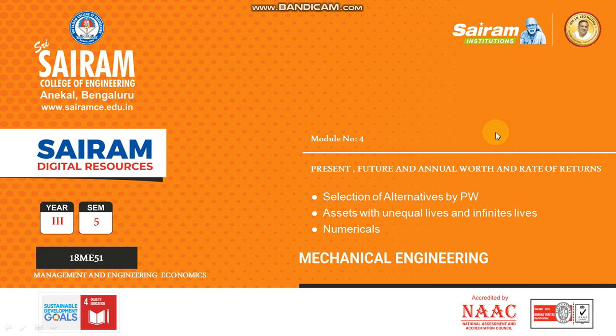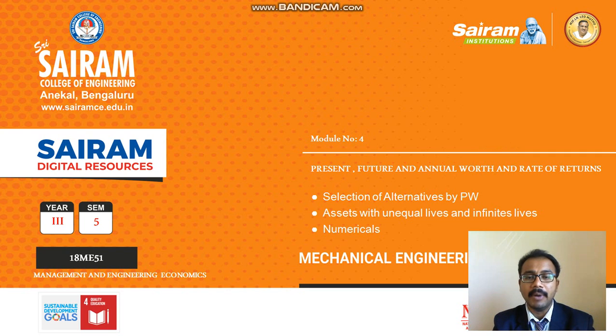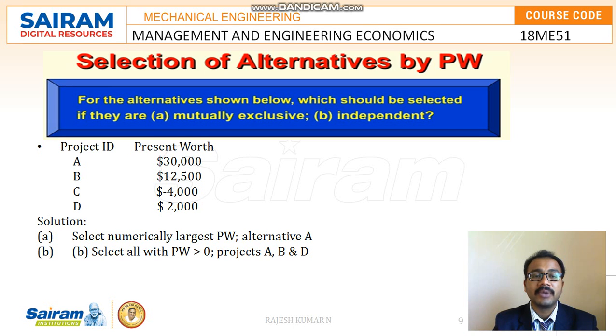Hello everyone. In this video, we will be discussing two important topics and the related numericals. The first topic is selection of alternatives by present worth, and the second one is assets with unequal lives and infinite lives. Already in video 1, we had a very clear discussion on the present worth, and even based on the types of present worth, whether it is mutually exclusive or independent, we had a discussion.